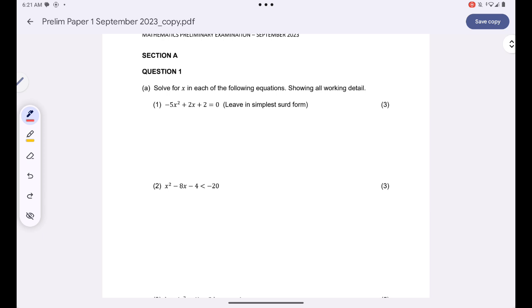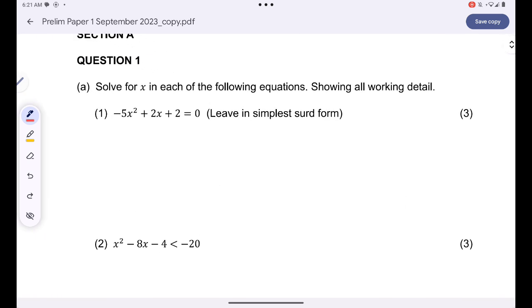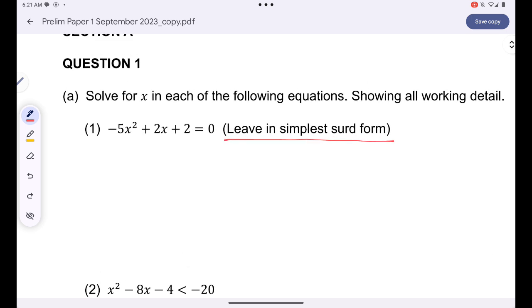Okay, the first question. I'm supposed to solve x in each of the following equations. For the first one, I'm told to leave my answer in simplest surd form. This simply means that my roots are irrational, so I don't have to worry myself with factorizing. All I need to do is make sure that my equation is in standard form, and then use the quadratic formula. My equation will be in standard form if and only if I have everything on the left hand side and 0 on the right hand side. Are we together? I do have that in my equation.